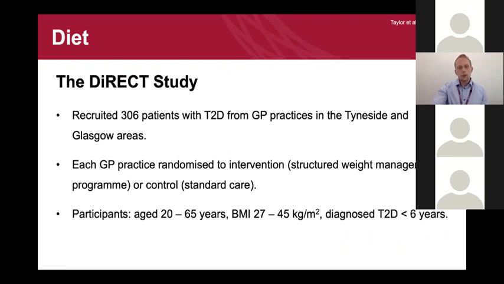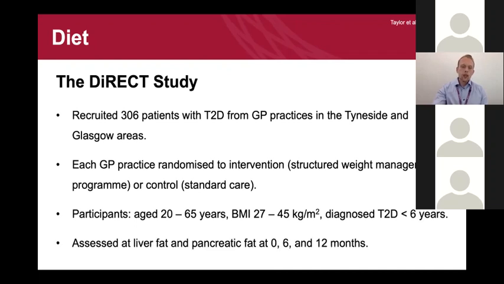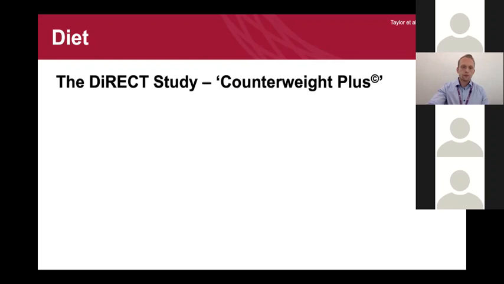So the participants were aged between 20 to 65, a BMI in the overweight or obesity category, and the participants also had diagnosed type 2 diabetes for less than 6 years. So the main outcomes of this study in particular were changes in liver fat and pancreatic fat over 6 to 12 months of this weight loss intervention.